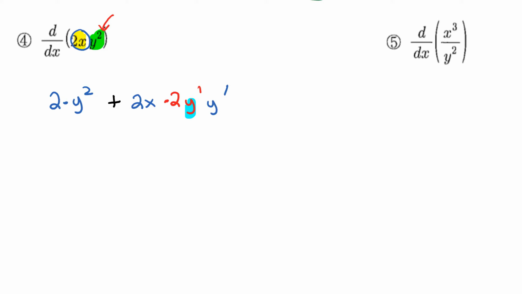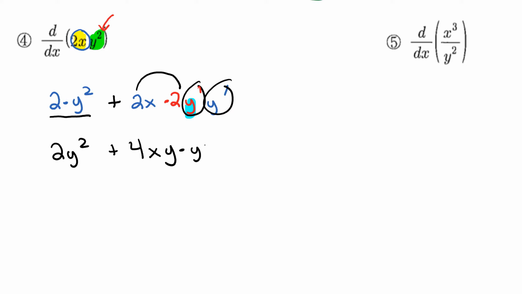And then you should do your best to clean this up. So this expression right here would just be 2y squared. And then over here, 2 times 2 is going to be 4. So that's going to be 4x. This is just a y, so 4xy times, and this will be y prime. So that right there is your final answer.